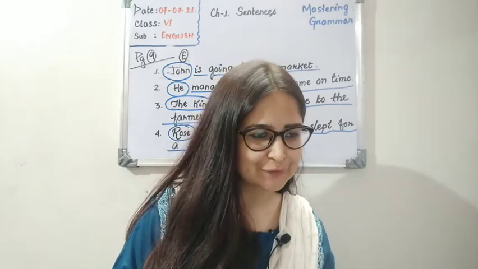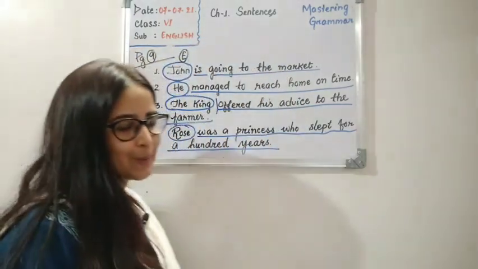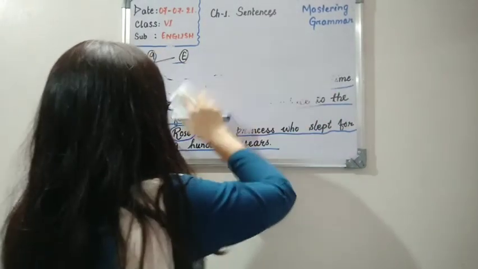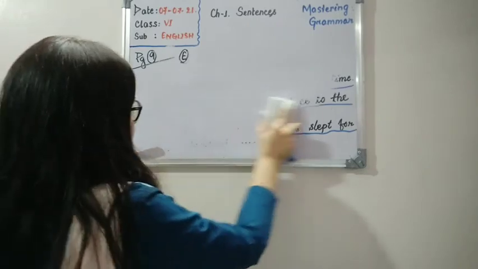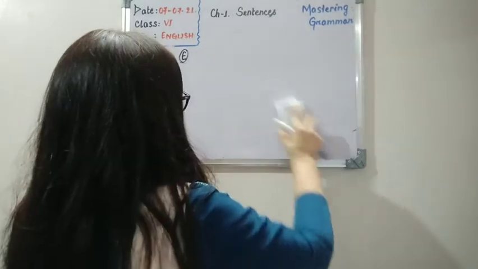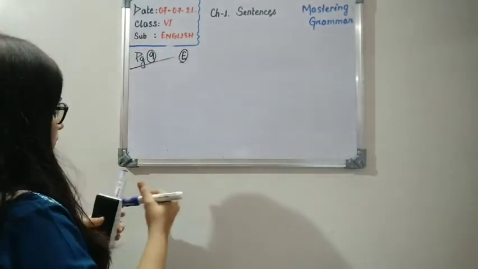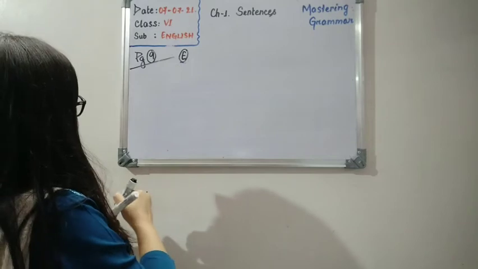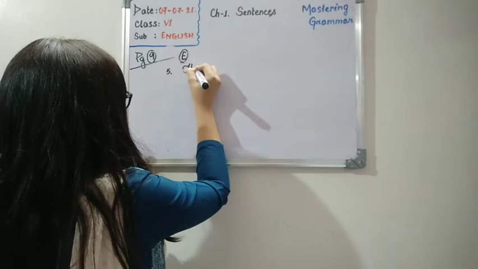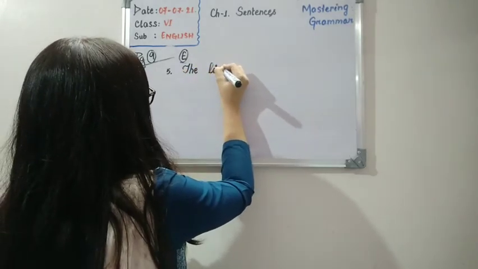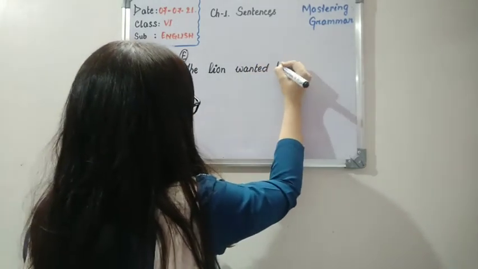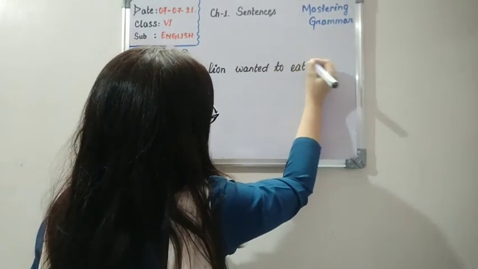Okay, now what is number 5? The lion wanted to eat the rabbit. Let's move to 5, children. Number 5. The lion wanted to eat the rabbit.